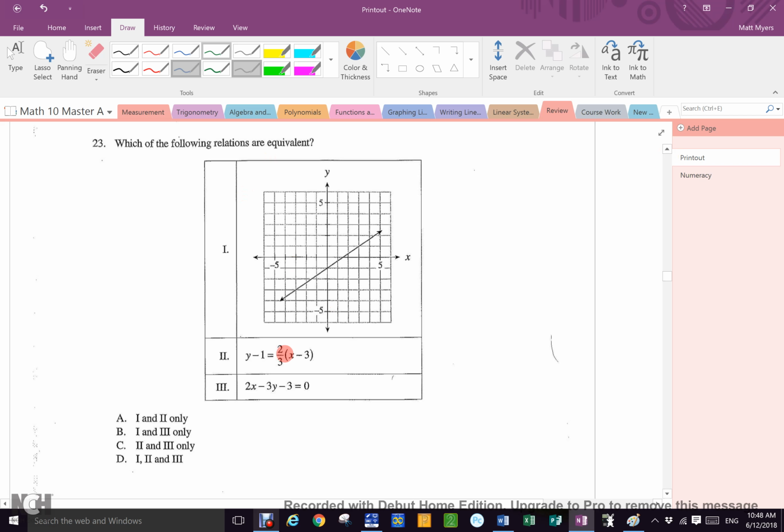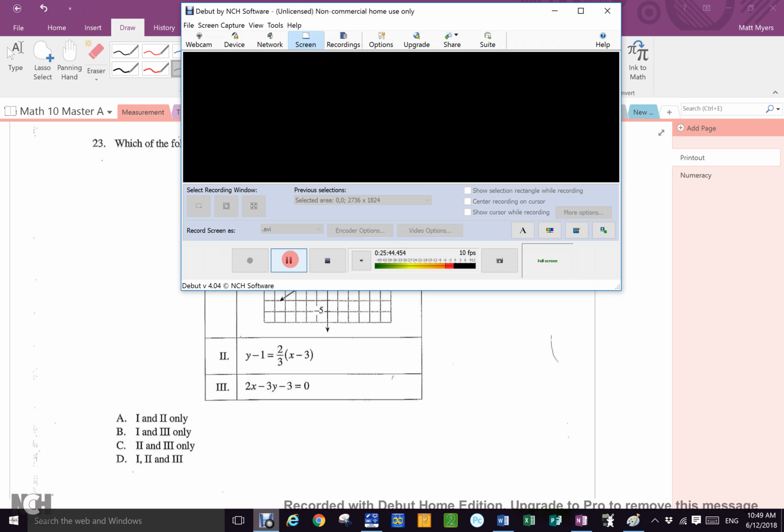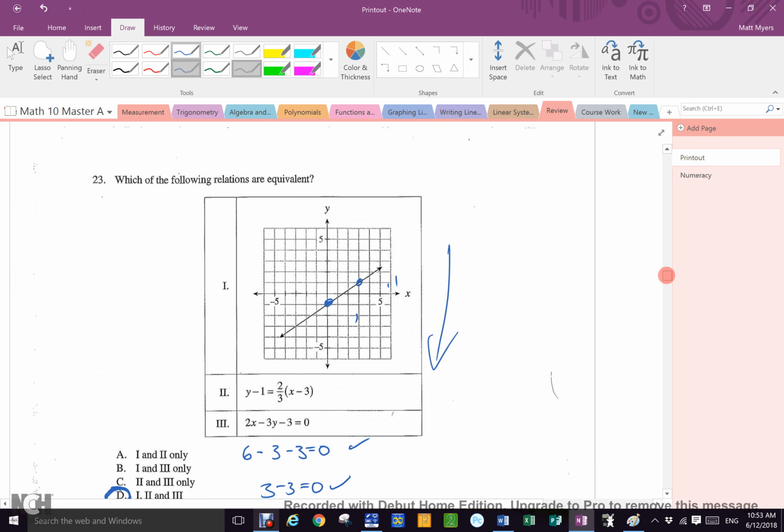Which of the following relations are equivalent? I have 3 different relations there. One's a graph, 2 are equations. Which ones are the same? How could you do this? You have 2 options. Talk to your neighbor. I didn't record any of this.